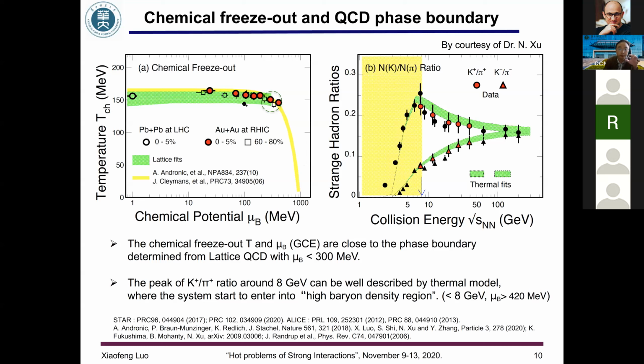This is very important because we are trying to search for the signal of the phase transition. So it's very important that the chemical decoupling temperature of the system is very close to the QCD phase boundary. And the right plot shows this very famous K to pi ratio as a function of collision energy. You can see this famous non-monotonic energy dependence of the K plus over pi plus ratio, with a peak around 8 GeV.